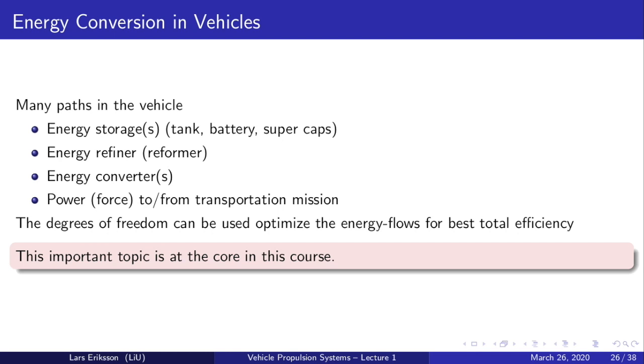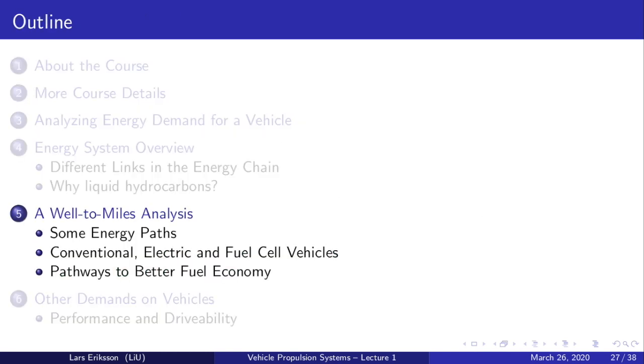When we have many options, we also have a lot of degrees of freedom, and these degrees of freedom can be used to optimize the fuel economy, and that is what we're doing in this course. Before going in, we will look at the demands from a well to miles analysis. So we'll go through some different energy paths and see why some have ended up as good candidates for solutions.